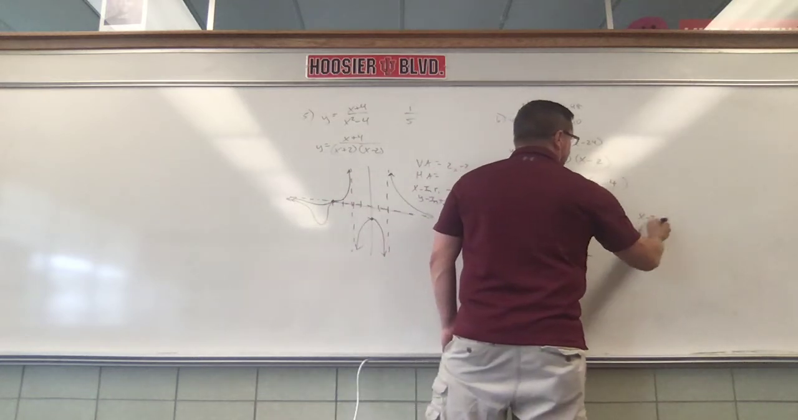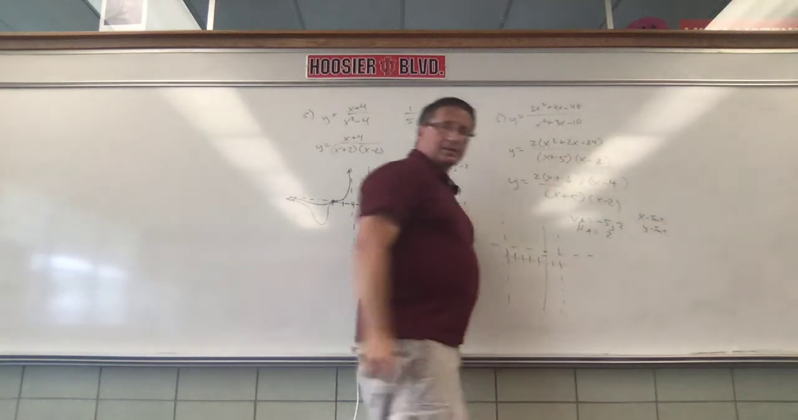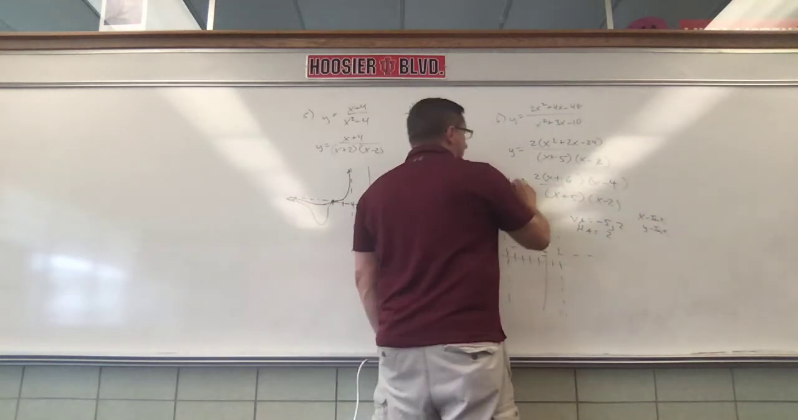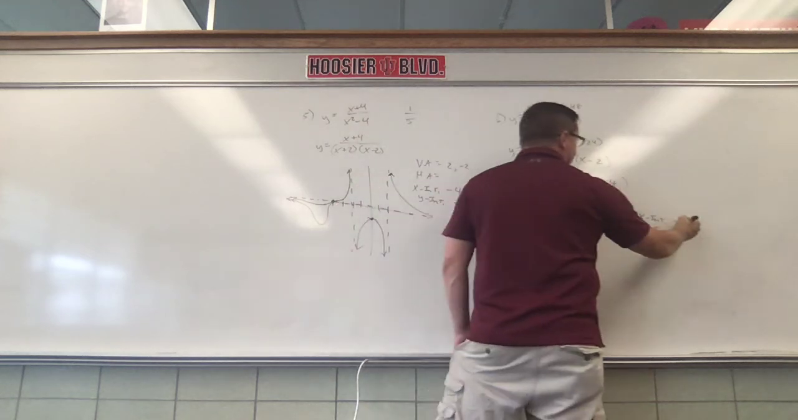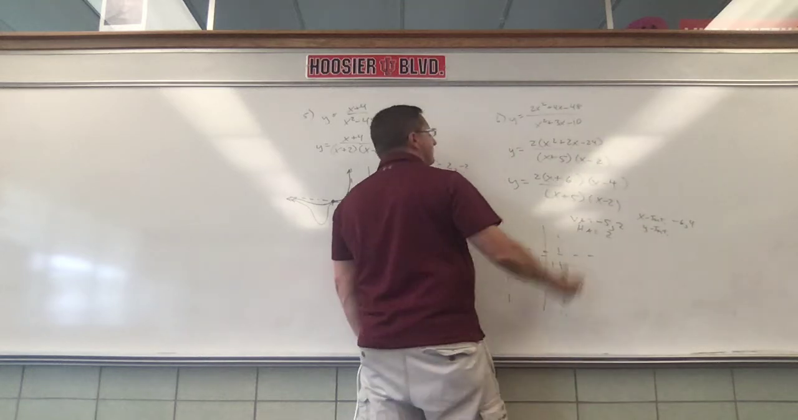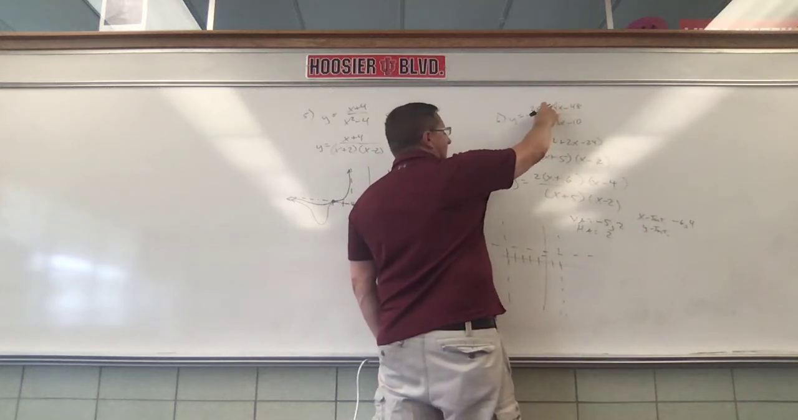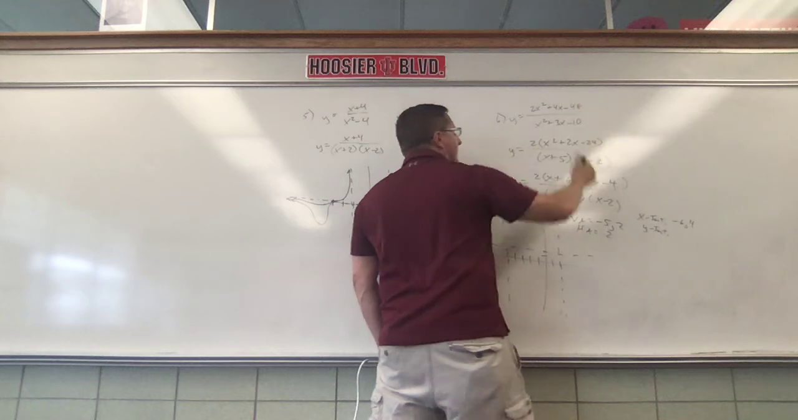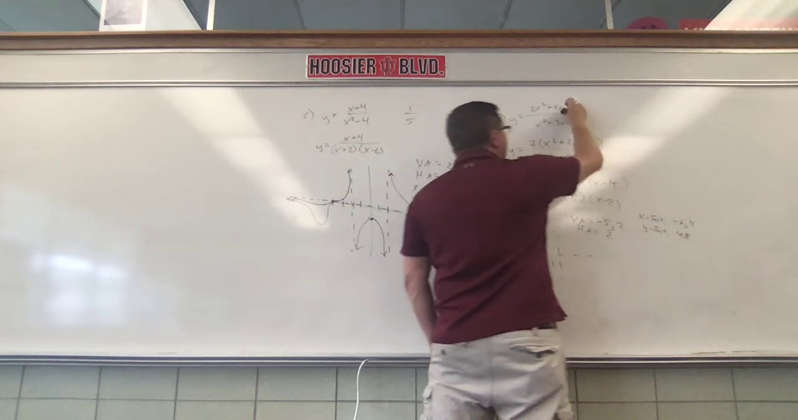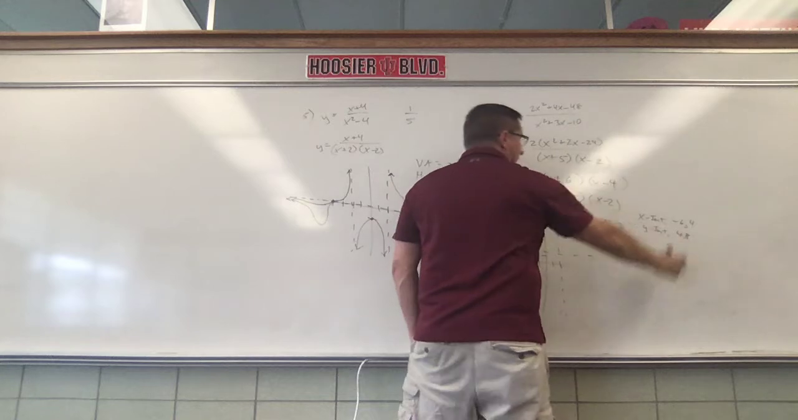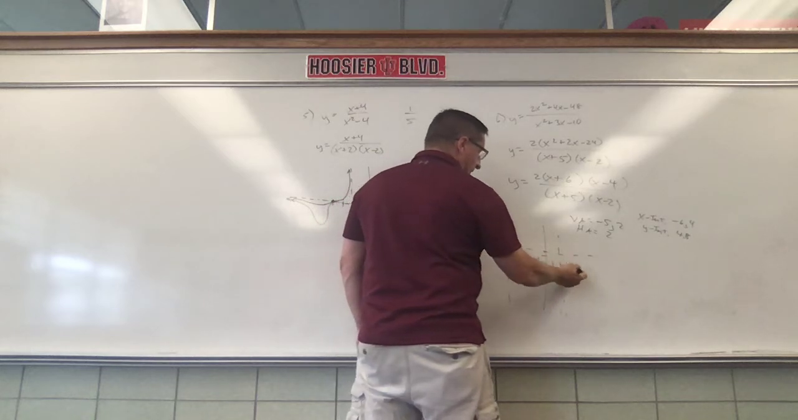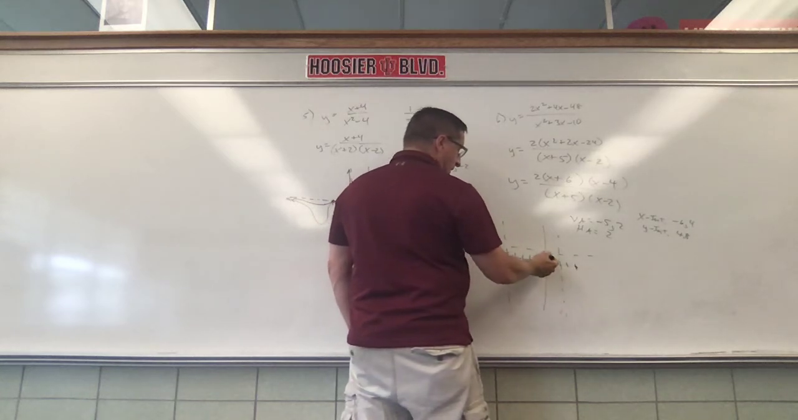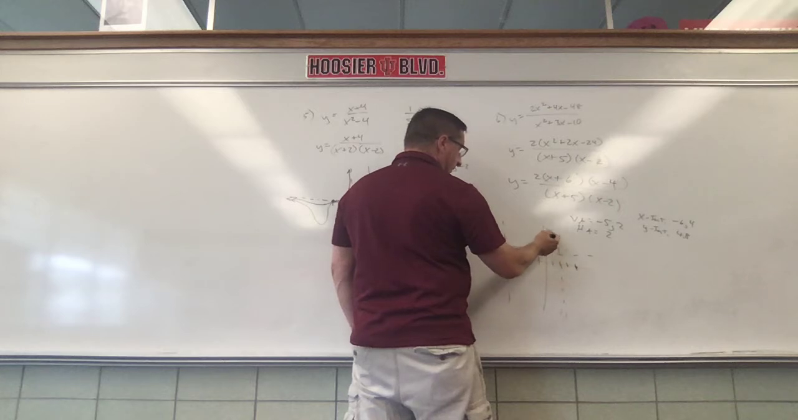X-intercepts and y-intercepts. X-intercept, plug in 0 for y, or what makes the top 0: negative 6 and positive 4. Y-intercept, plug in 0 for all these x's. I think it's easier to plug it in up here. You're left with negative 48 over negative 10, which is a positive 4.8. Negative divided by negative is positive, 48 divided by 10 is 4.8. So x-intercepts are negative 6 and 4. Y-intercept is 4.8.